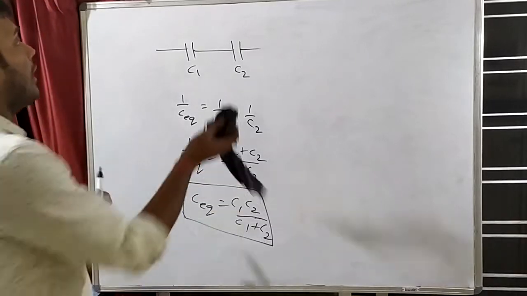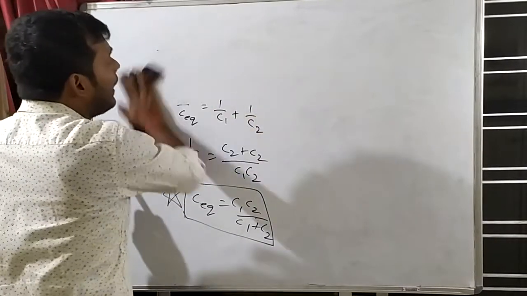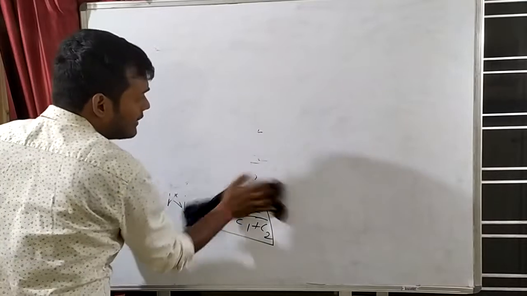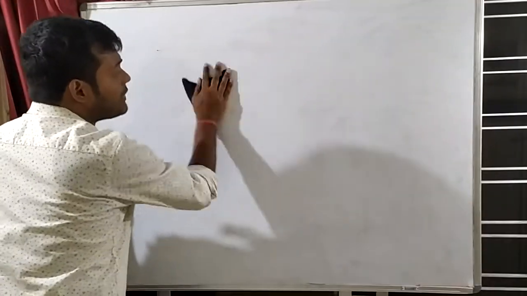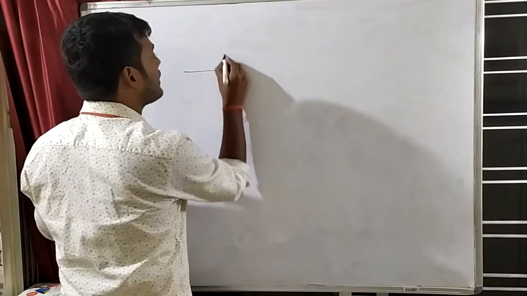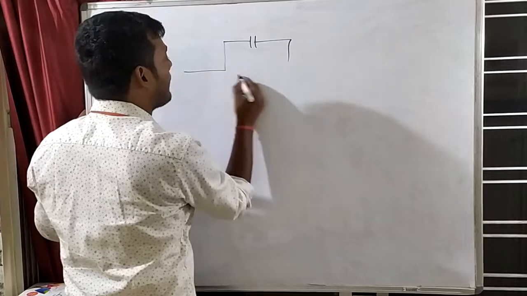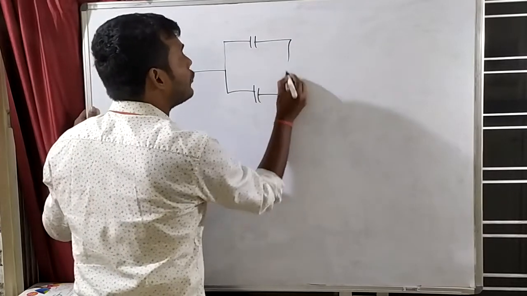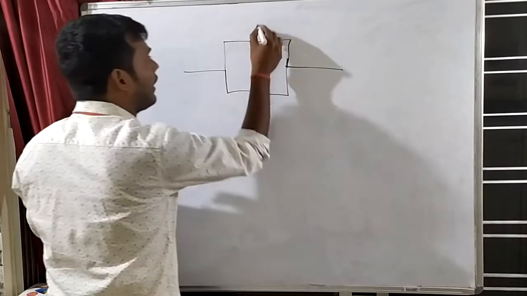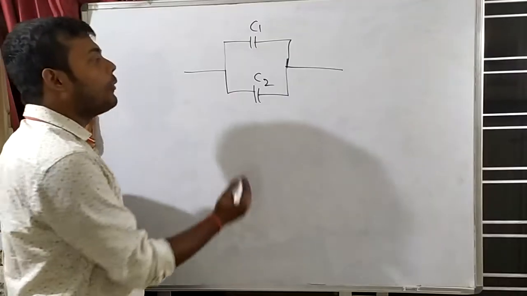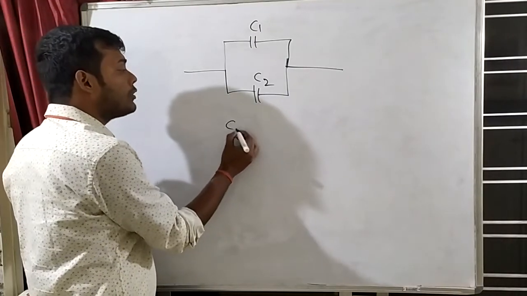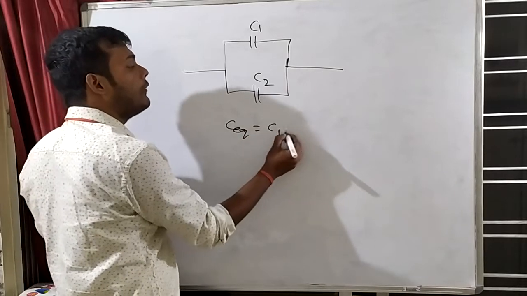Now I am taking some examples of the parallel combination. Which combination? Parallel combination. So see the parallel combination. Suppose there is one capacitor like this and one capacitor like this. So these 2 capacitors are connected in parallel. This is C1, this is C2. If 2 capacitors are connected in parallel, how will we find the equivalent capacitance? Their equivalent capacitance is equal to C1 plus C2.